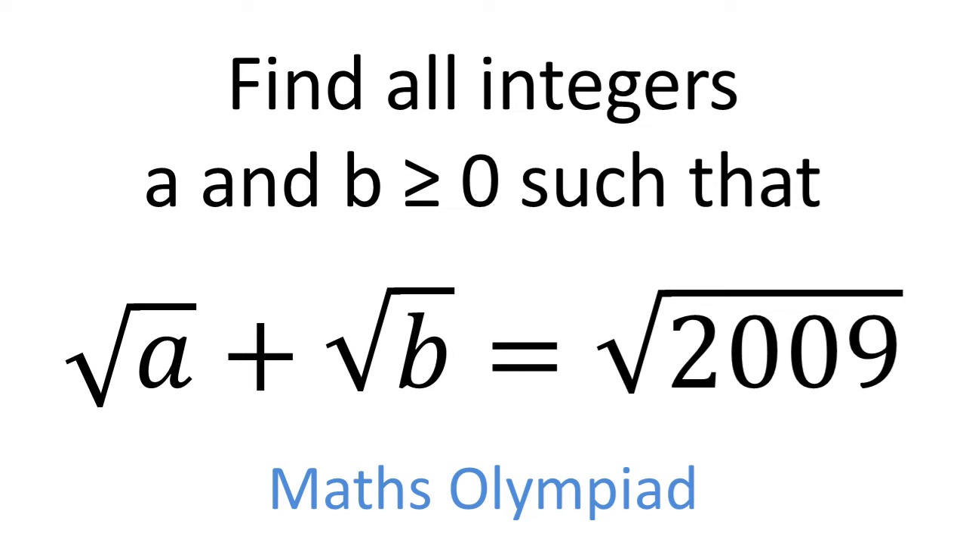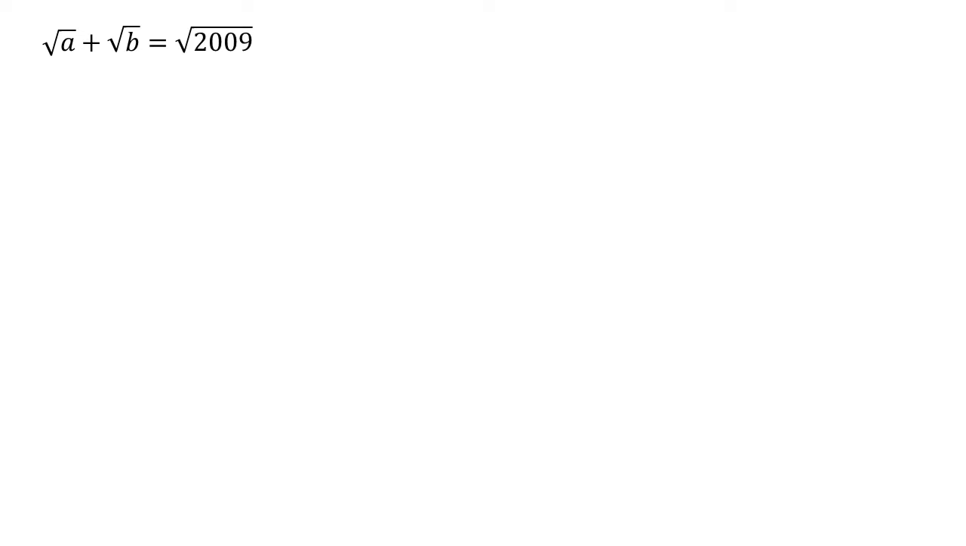In this Maths Olympiad question, we want to find all the integers a and b larger than or equal to 0, such that root a plus root b is equal to root 2009. So here's our equation, root a plus root b equals root 2009. One of the first ideas that springs to mind is to square both sides.